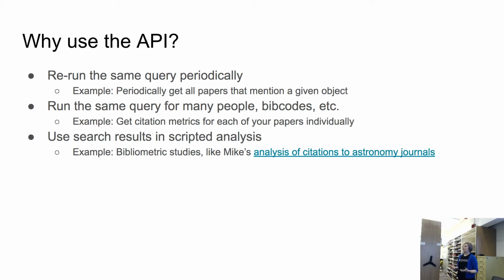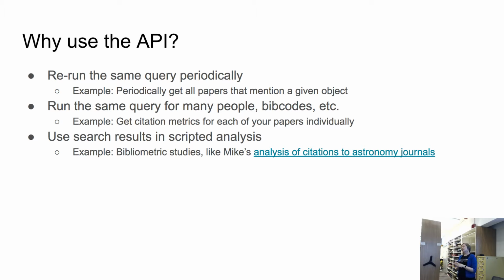So maybe once a month you want to go to ADS and do a query for that exact same object every single month. You could do that by hand. You could have a calendar reminder and just go and do that. It might, however, be easier just to script that. So you have maybe a cron job or something else that will go and fetch those latest papers for you once a month or something like that. That's all easily done with the scripts and with the API.